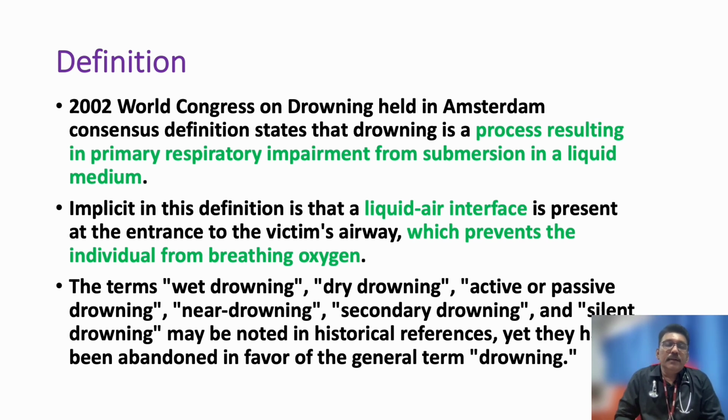There are some terms like wet drowning, dry drowning, near drowning, secondary drowning, silent drowning. There are a lot of other terminologies which are not clinically very important. When we are managing the patient, we have to treat the asphyxia and cardiac arrhythmias. But as forensic experts, all these terminologies are very, very important. But as a clinician practicing in an emergency room, these terminologies will not help you to treat the patient.